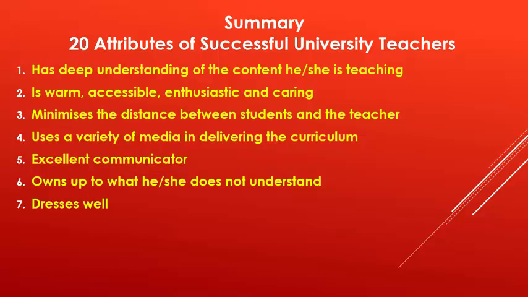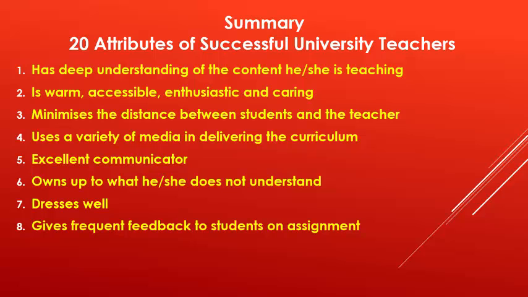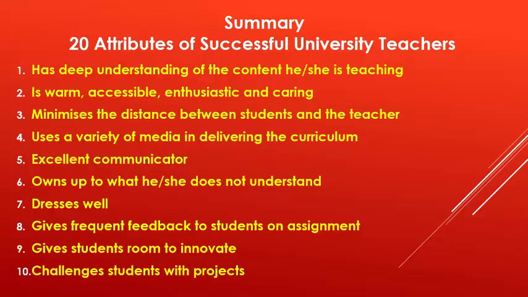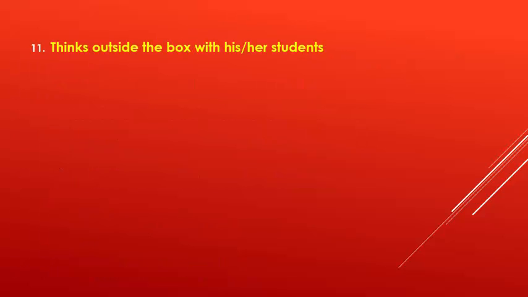Number 7, dresses well. Fred Awa underscored this, but it was one of the early attributes that he brought. A good university teacher, a successful university teacher, should dress well to class. Number 8, gives frequent feedback to students on assignments. All the people who were surveyed came up with this attribute. Number 9, gives students room to innovate, challenges students with projects, thinks outside the box. With our students, Ore brought this up too very strongly. Number 10, cares for students beyond academics. Ore and the others brought this up.